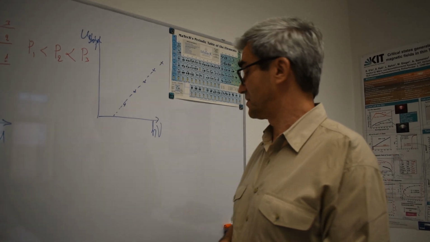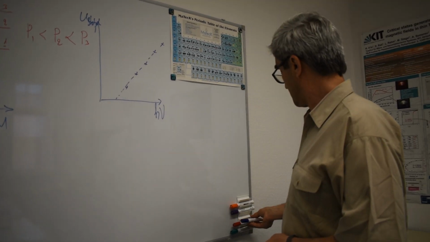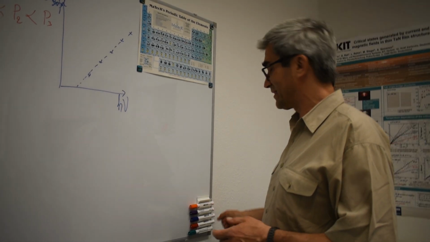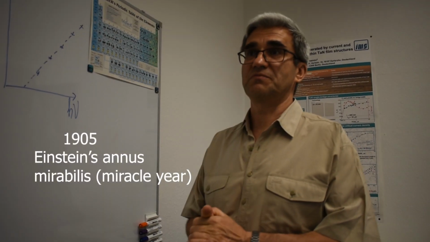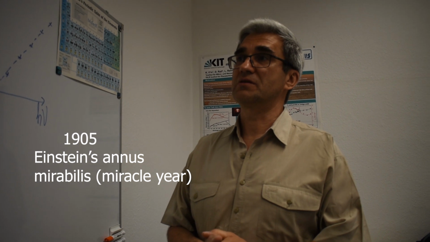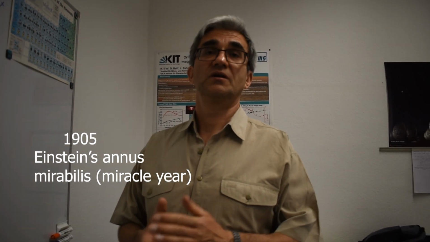Back to Einstein. In 1905, he published a paper describing the external photoelectric effect based on a quantum mechanical approach. This is the paper for which he eventually went on to win the Nobel Prize in 1921. Exactly. For this discovery and explanation of the external photoelectric effect, he got the Nobel Prize.